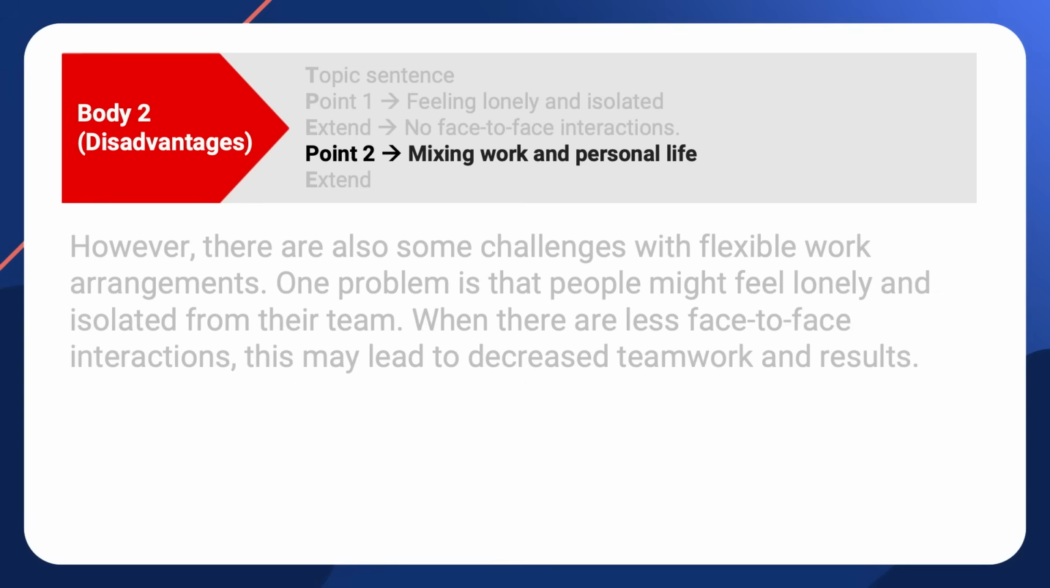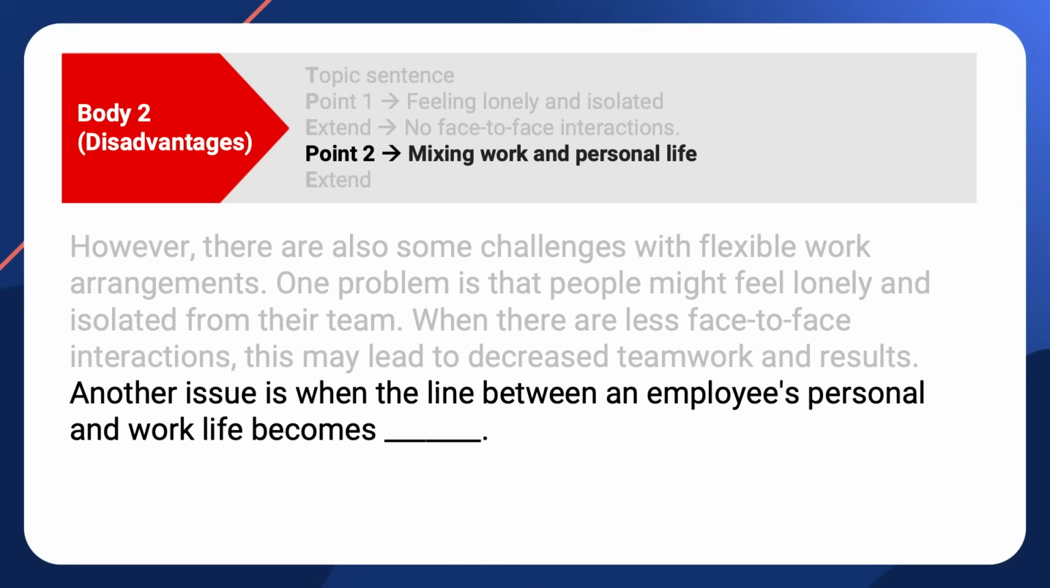Our second disadvantage is about mixing work and personal life. So let's fill in the blank together. Another issue is when the line between an employee's personal and work life becomes blank. I've written unclear, but you might have also written something like blurry, when the line between an employee's personal and work life becomes blurry or unclear.